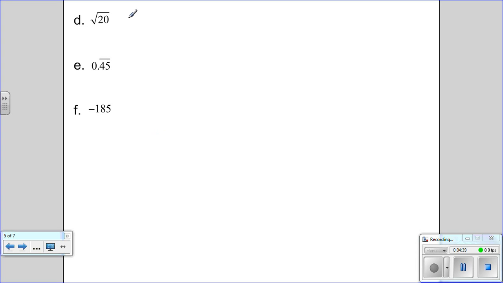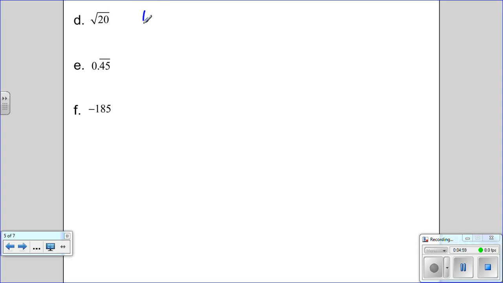The square root of 20. Can we simplify that? Well, 20 is not a perfect square, so the square root of 20, if you try it on your calculator, will give you a long decimal that does not end and it does not repeat. Remember that these square roots that we can't simplify to whole numbers, they belong in the irrational category.